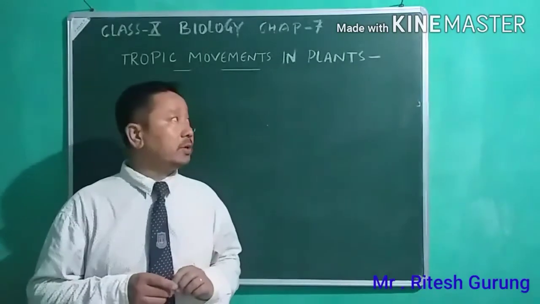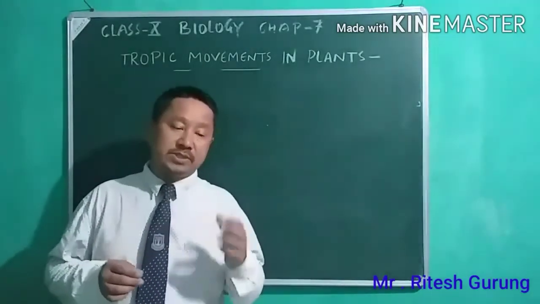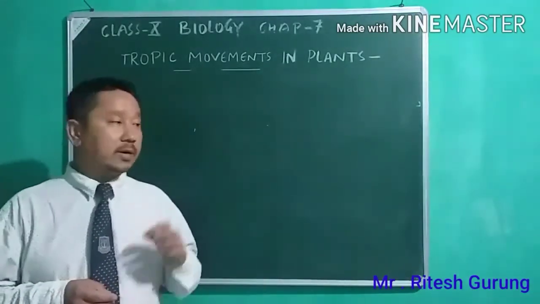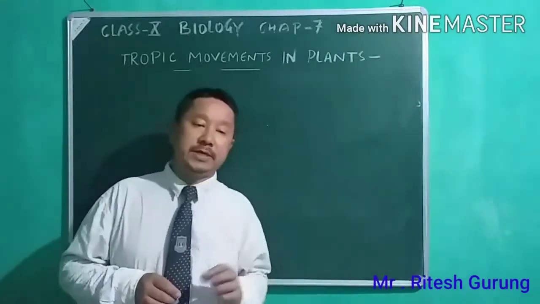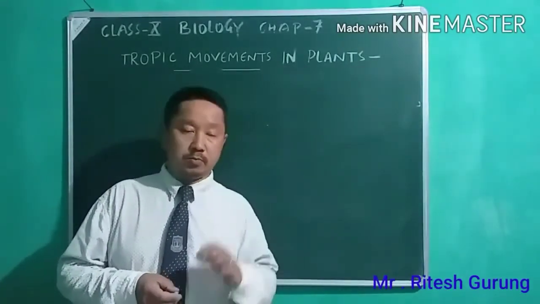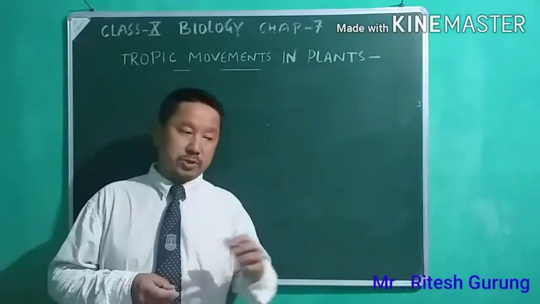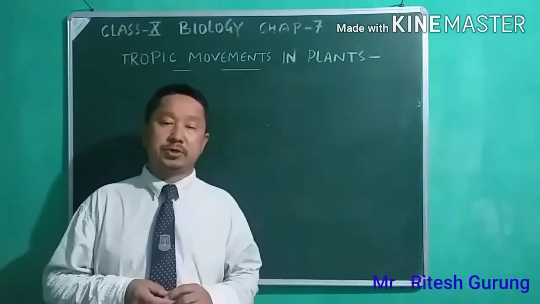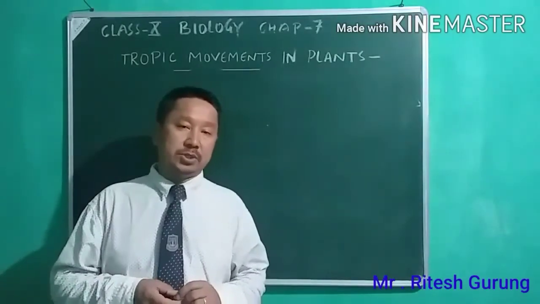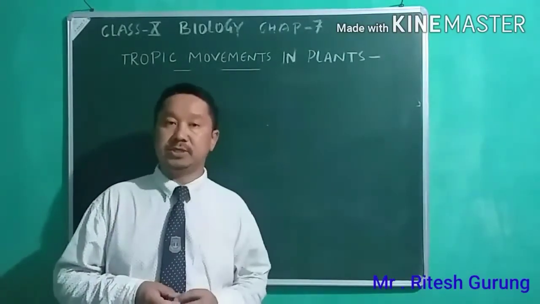Here class 10 will continue again chapter number 7. We are already in the different types of trophic movements in plants. Last time also we could not complete the trophic movements in plants, so today we'll continue the same.